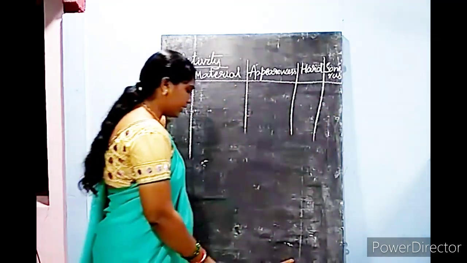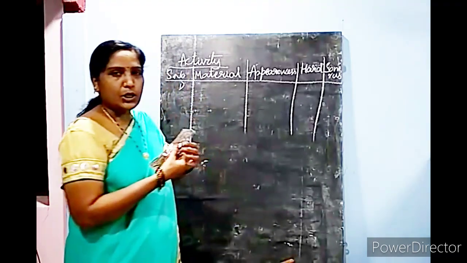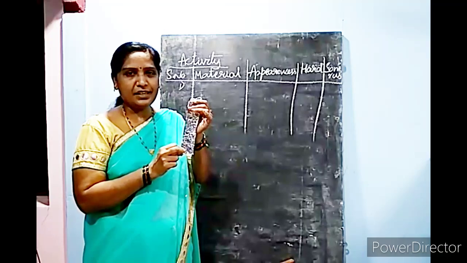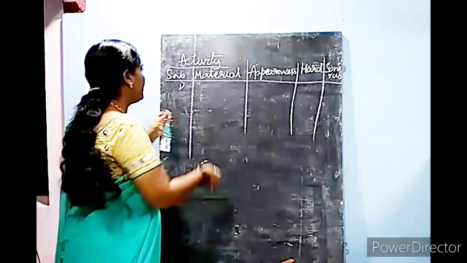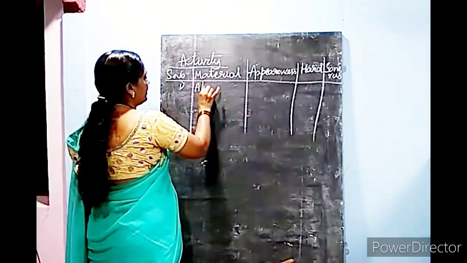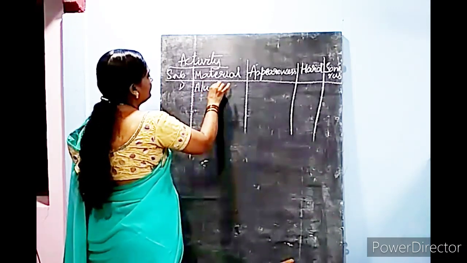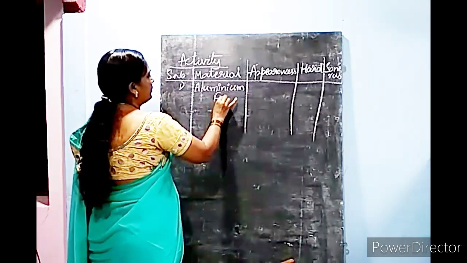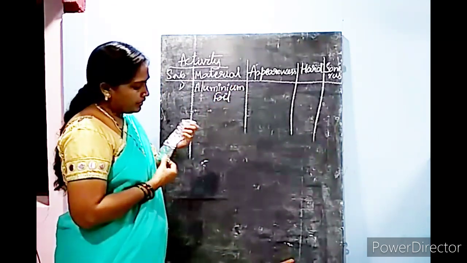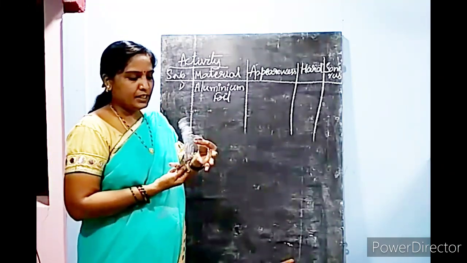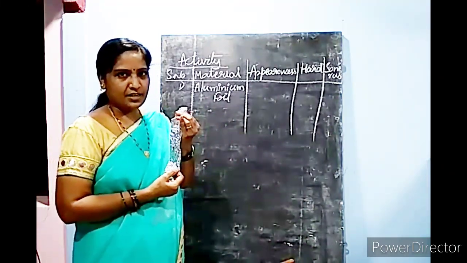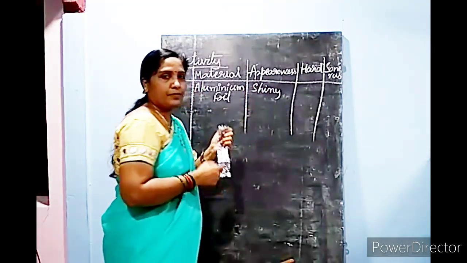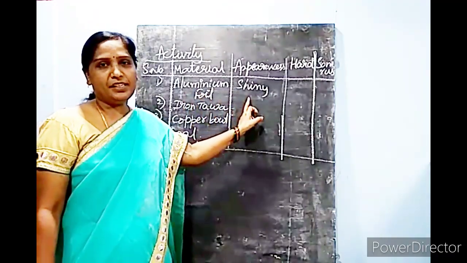So first material, you take aluminium foil. This is an aluminium foil. So how is its appearance, how is it looking, is it dull or shiny? It's so shiny, very good. And so the aluminium appearance is shiny.